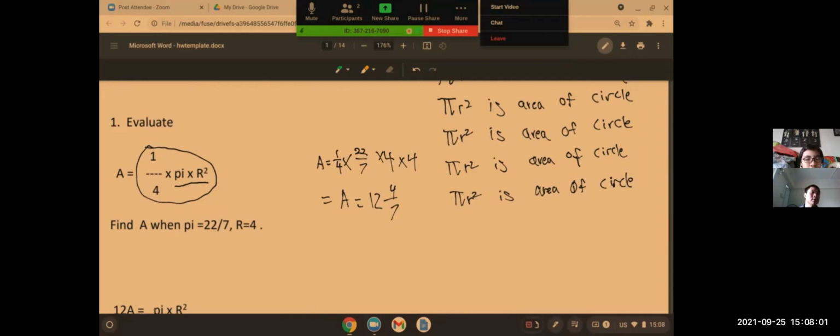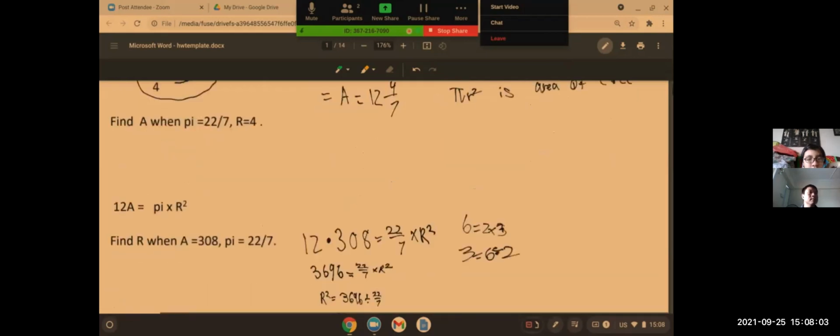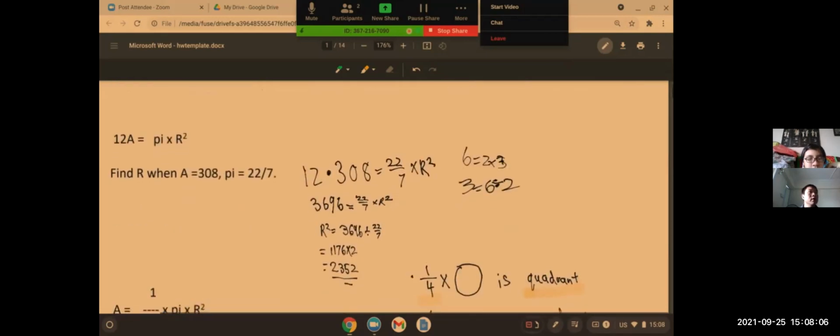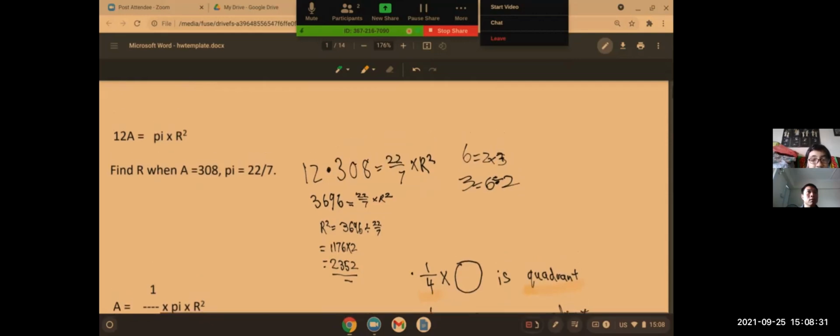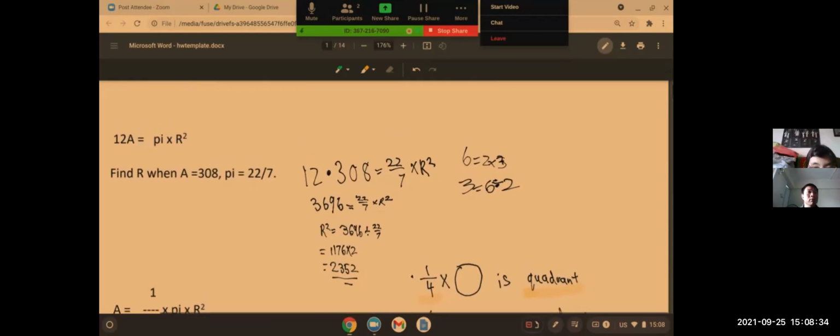Okay, next question. You are given the A, then after that, you need to find the R. So you input this and then you divide. Very good. R squared is good. How do you find it? Can you go to 2352 there? Can you circle the value 2352?